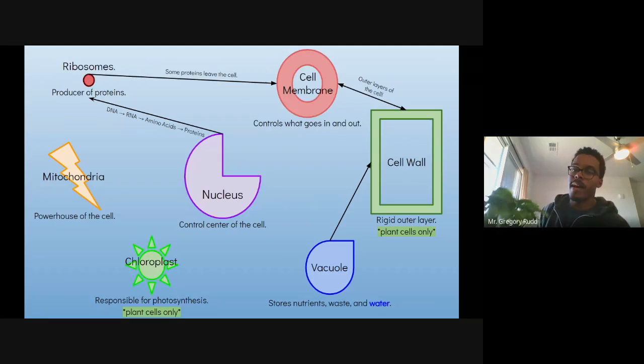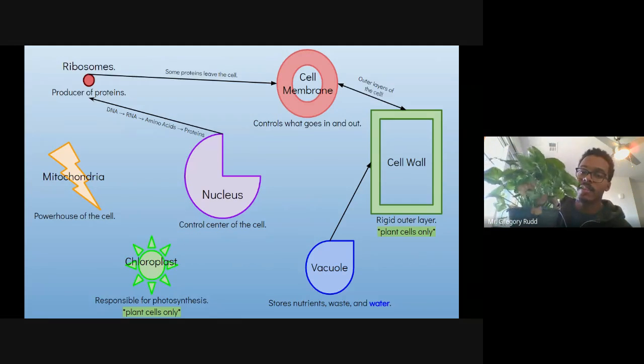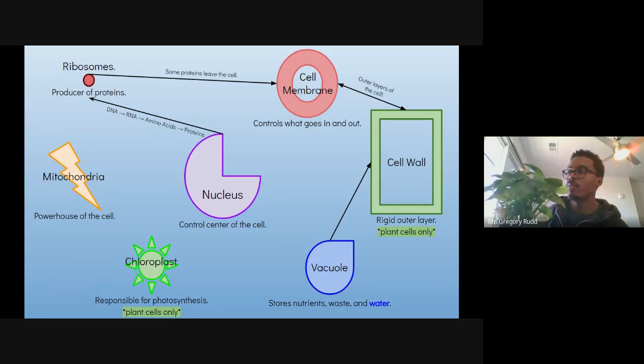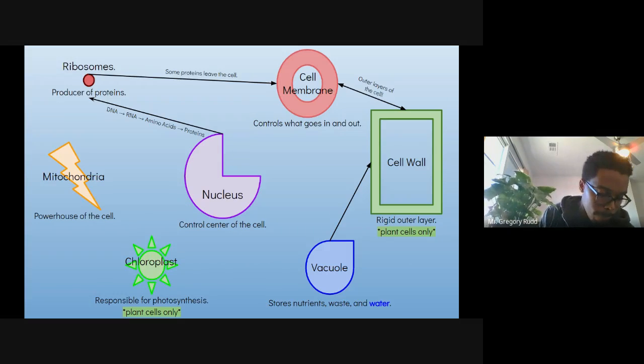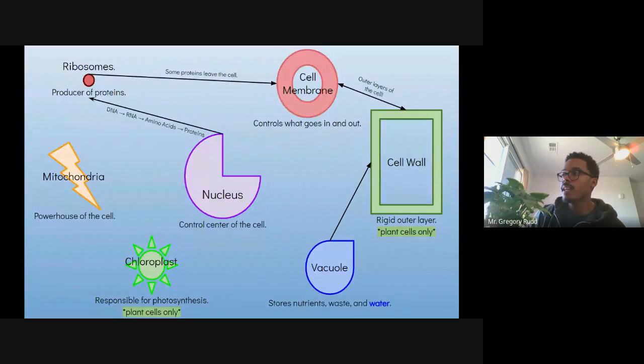I'm going to refer to my plant that I had sitting there. This might help you kind of think about the relationship a little bit. Any ideas about the relationship between the vacuole and the cell wall? So let's think about this.